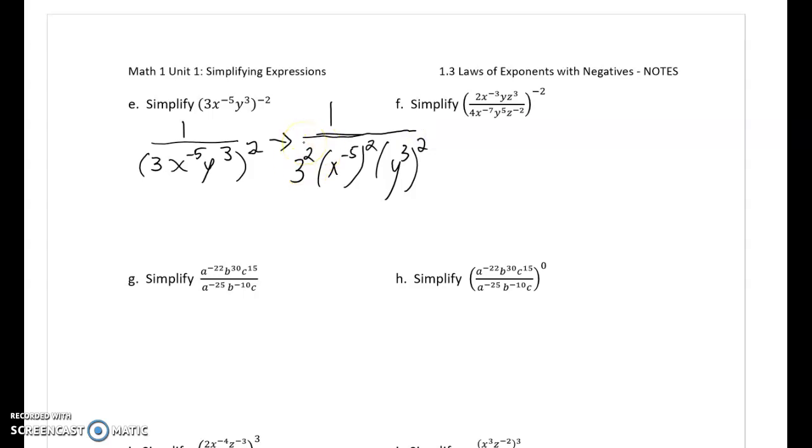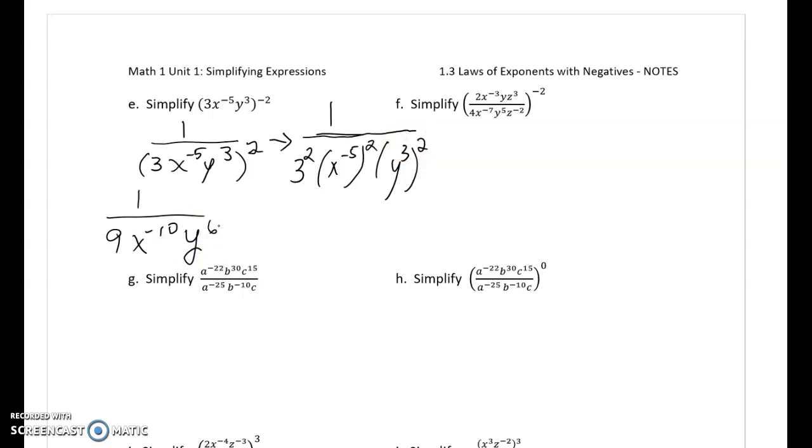All right, so applying what we see, 3 squared is 9. Power to a power, we're going to multiply those. So -5 times 2 is -10. Power to a power, we're going to multiply 3 times 2 to get 6.